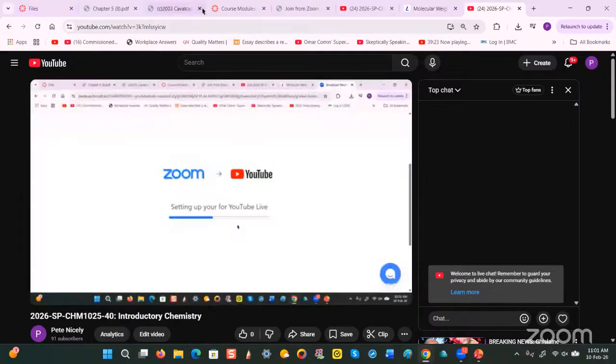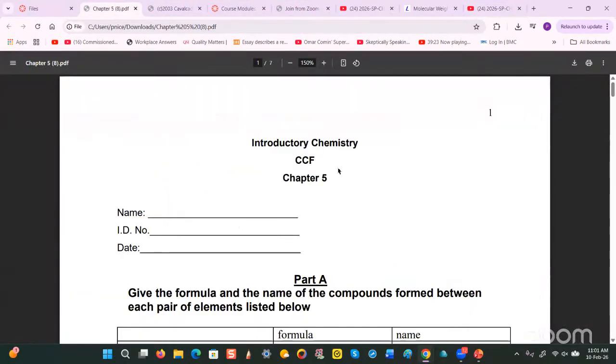So, all right, today we'll be looking at chapter 5. The sole purpose of chapter 5 is basically dealing with how we name compounds based on their formulas, and vice versa. If you're given a formula, how do you get the name, and if you're given a name, how would you derive the formula from that, right?